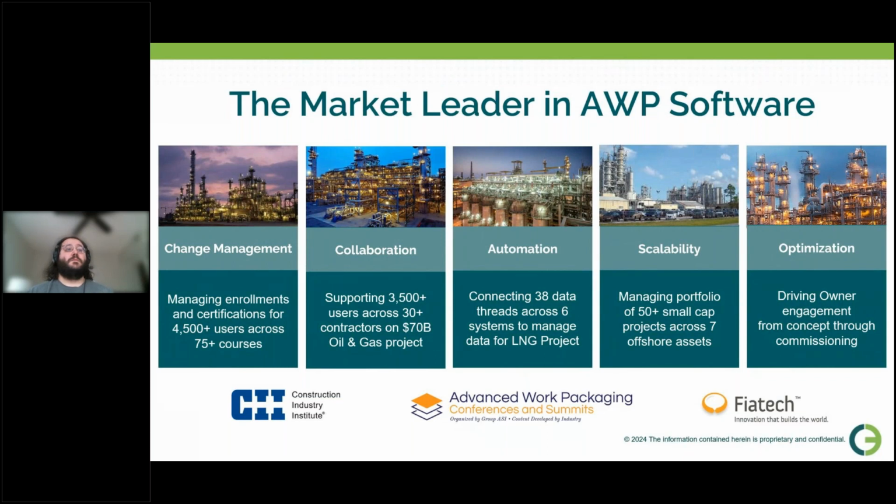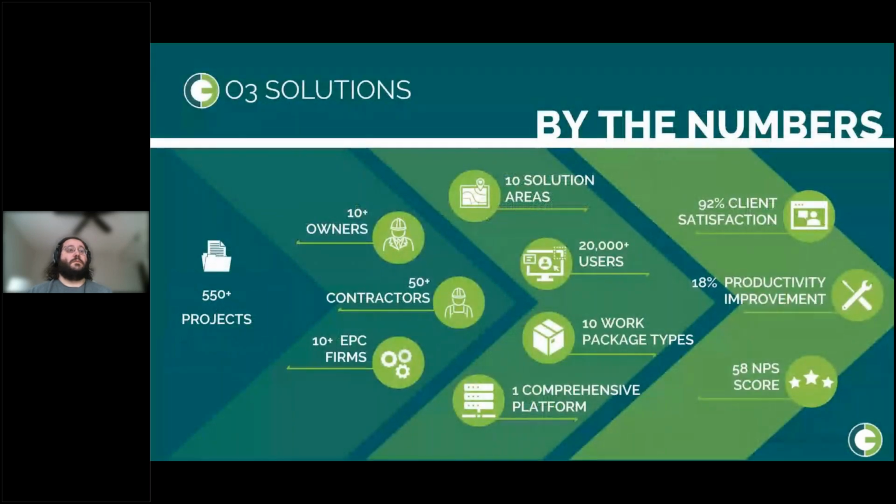We'll click to the next slide, and I'll show you these numbers in a quick diagram here. So we are on over 500 projects, and then inside of that, there's over 10 owners, over 50 contractors, more than 10 EPC firms, and they are managing over 20,000 users, supporting 10 work package types, 10 solution areas, and that's all on one comprehensive platform. And that software has a 92% client satisfaction. We've seen 18% productivity improvement, and it's got a 58 NPS score.